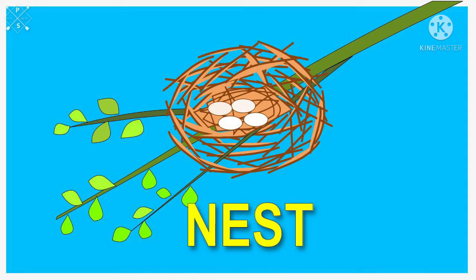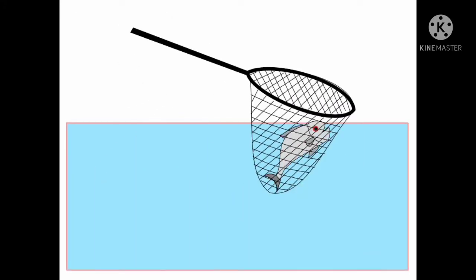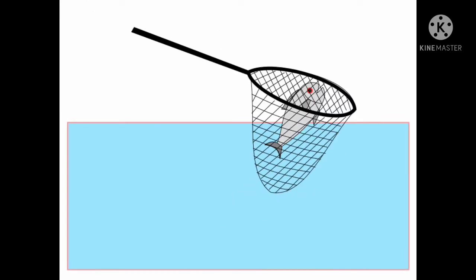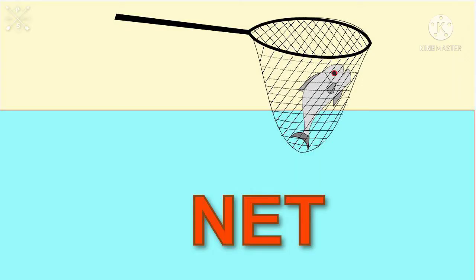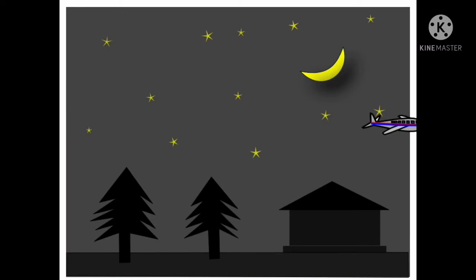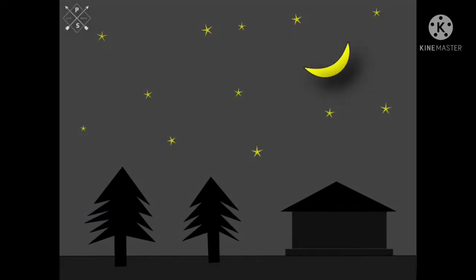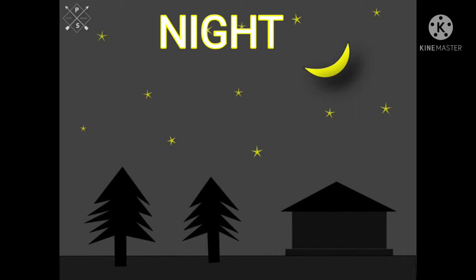Words starting with the letter N. N for nest. N for net. N for night.